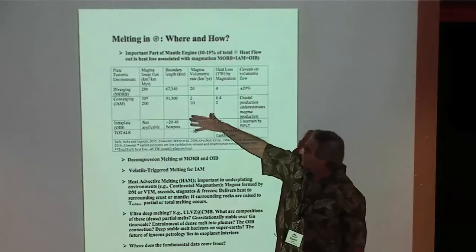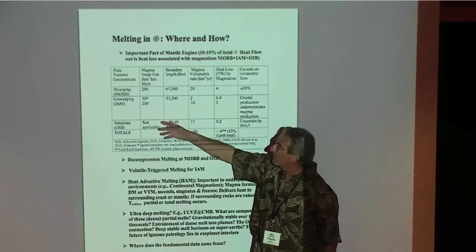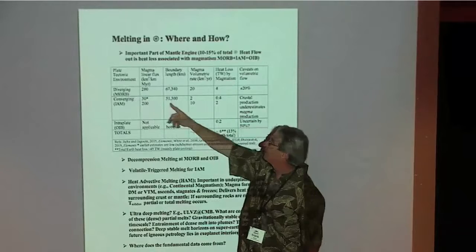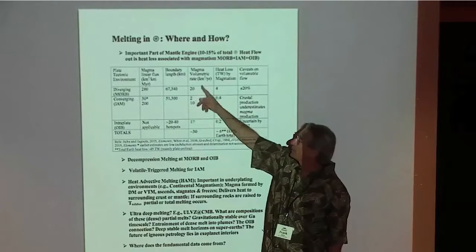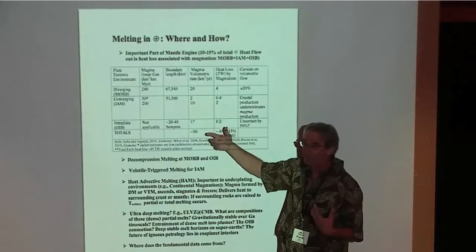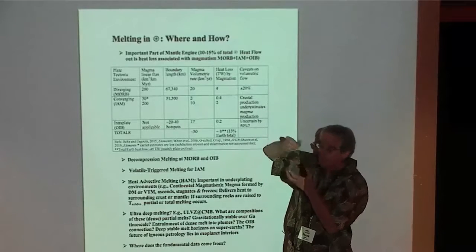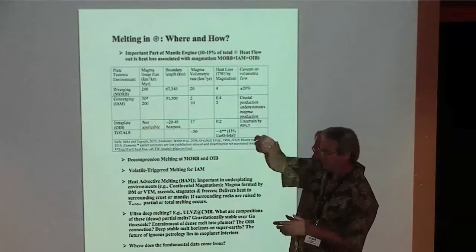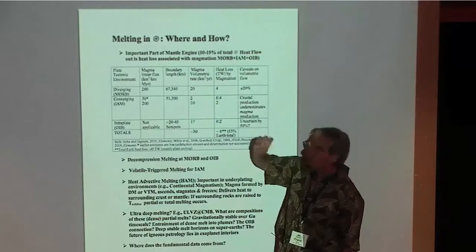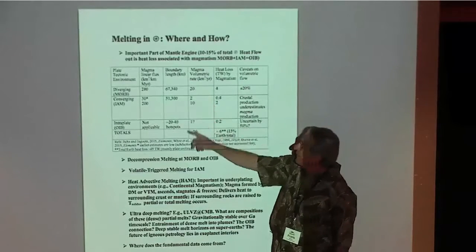So here are the basic environments where we have melting. Diverging plate boundaries: something like 20 cubic kilometers per year of magma generated, right? That's generating oceanic crust, right? Erupted, intrusive plus plutonic plus extrusive, about 20.